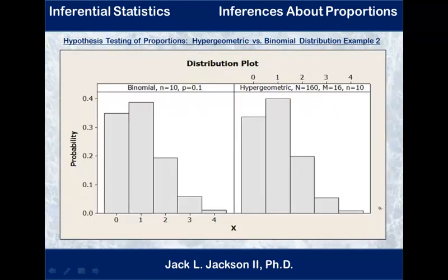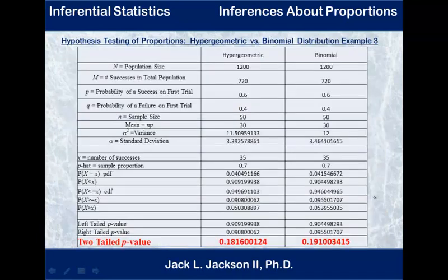And so these distributions are quite a bit closer. And if we look at these two distributions, there's still some differences. For example, this bar right here is a little higher than this one, and so forth. But they're a little bit closer together in terms of their distribution. So in this case, the binomial would be a better approximation of the hypergeometric.